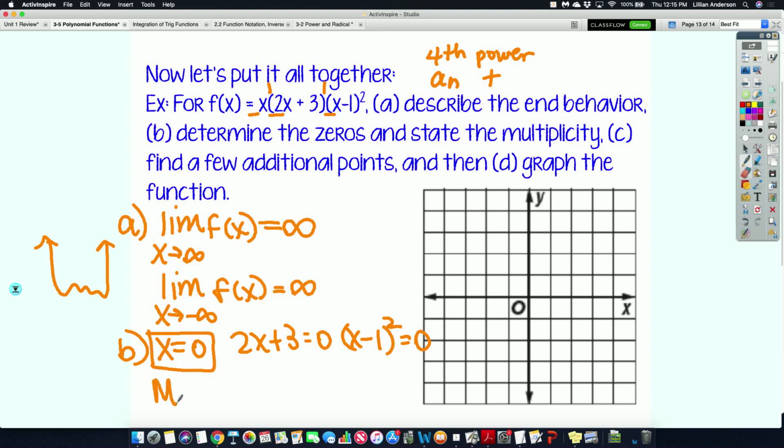What's its multiplicity? Remember, you look at the degree, the exponent, to know if it's going to be what it is. So what's the exponent? It's 1, which means it's odd, which means it's going to what on the graph? Cross it. When I solve this, x equals -3/2.